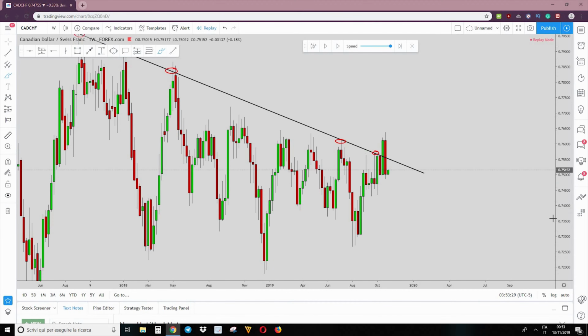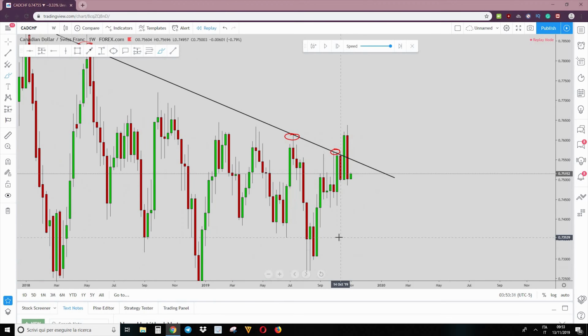This is something that we will be monitoring with students. This is something that I shared with all of you on TradingView when the market was around this area. You can go check out the analysis on my TradingView account.